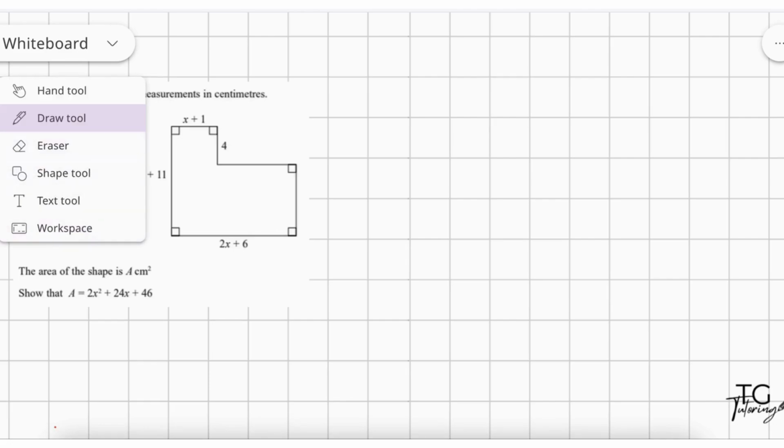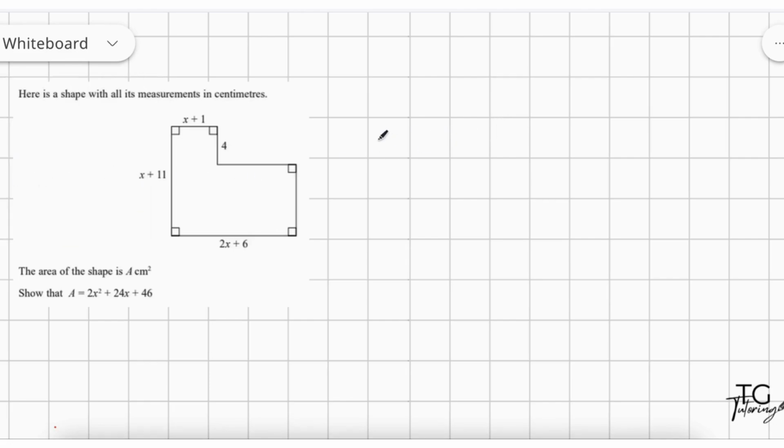So the first thing I'm going to do is highlight my key information. Here's the shape and all of the measurements are in centimetres, and we've been given some expressions for some of the sides. It says the area of the shape is A centimetres squared. So A represents the area, and it's asking me to show that the area equals 2x squared plus 24x plus 46. So the first thing I'm going to do is consider how I would get the area.